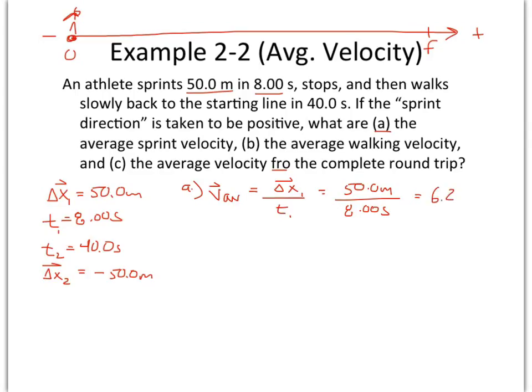I guess I should have been able to do that in my head, maybe. 6.25 what? Meters per second, because that is the units that we have right here in our displacement over time fraction. So 6.25 meters per second. Not too shabby. B, what is the average? We'll call that average velocity 1. Oh, and I said B, we're going to write in blue. Let's change to blue so we can separate them out. B, what is average velocity 2?